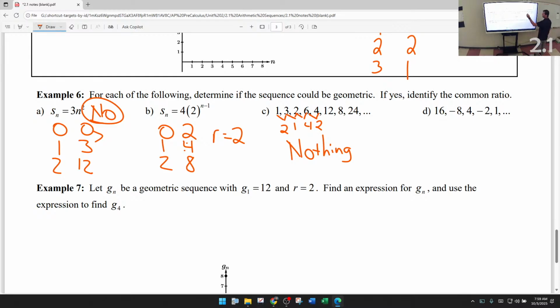16 to negative 8, that's negative 1/2. Negative 8 to 4 is negative 1/2. 4 to negative 2 is negative 1/2. R equals negative 1/2. You can put negative 0.5. Basically, it's whatever that common ratio is. I put the right one over the left one. Right over left, right over left, right over left, and all of those are negative 1/2.